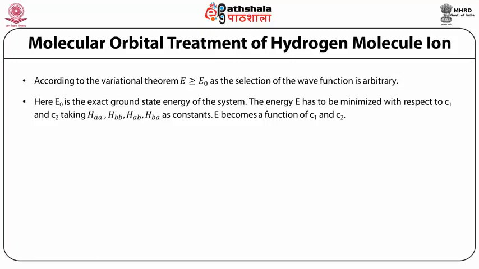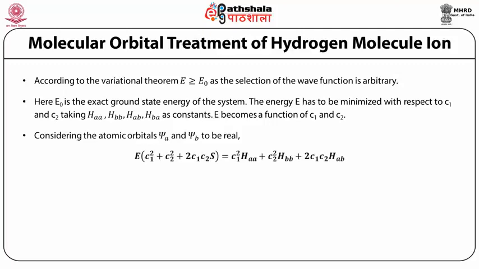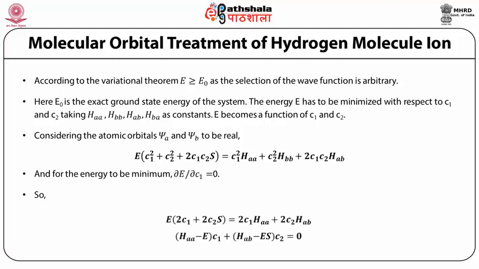E becomes a function of C1 and C2, and considering the atomic orbitals psi A and psi B to be real, E(C1 square plus C2 square plus 2C1 C2 S) is equal to C1 square HAA plus C2 square HBB plus 2C1 C2 HAB. And for the energy to be minimum, ∂E/∂C1 is equal to 0. So, E(2C1 plus 2C2 S) is equal to 2C1 HAA plus 2C2 HAB.